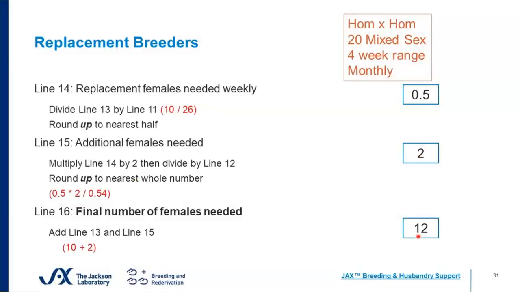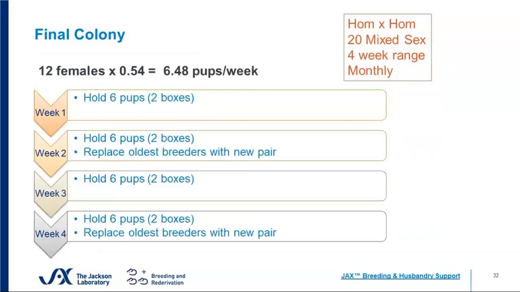And just to see how this then works, so if we have 12 females times our breeding performance, we're going to produce about 6.5 pups every single week. And so what we're going to do is every single week, we're going to hold all 6 of those pups. It's 2 boxes, one for the males, one for the females. And then every other week, we're going to replace our oldest breeder with a new pair. Right? So 6 pups, we have 5 for experiments. 1 is our 1 replacement breeder. That's essentially what we've got going on here.